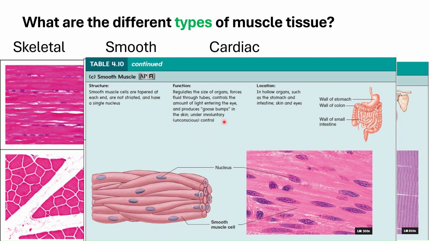So you would have your arrector pili muscles, which we will also be talking about in more detail in Beta 106 when we talk about the skin as an organ. But for now, the smooth muscle type of muscle tissue is easily observed in the walls of your hollow organs such as your intestines.